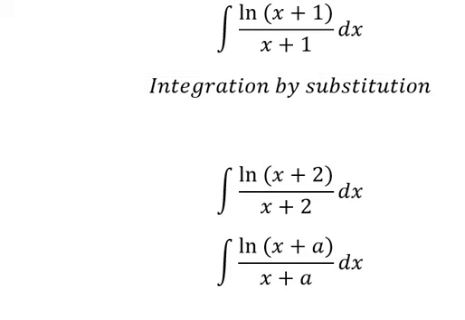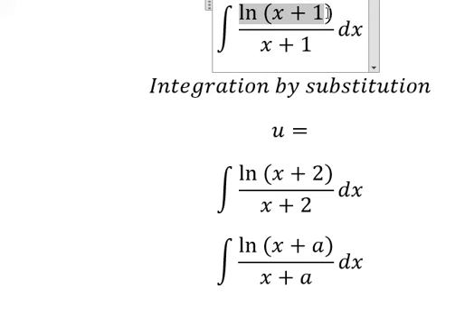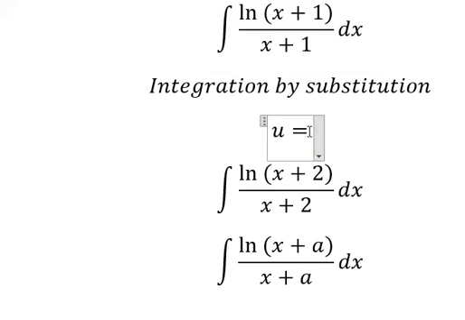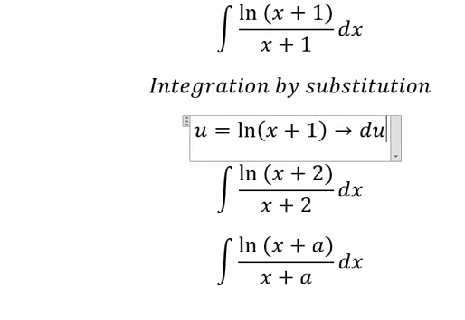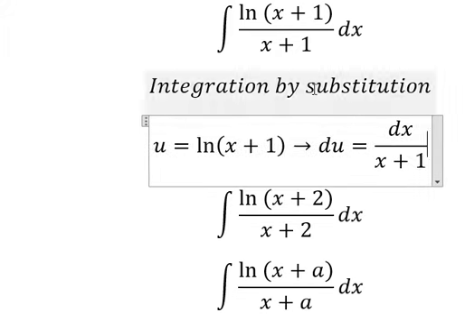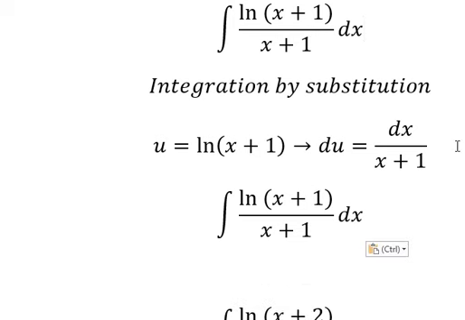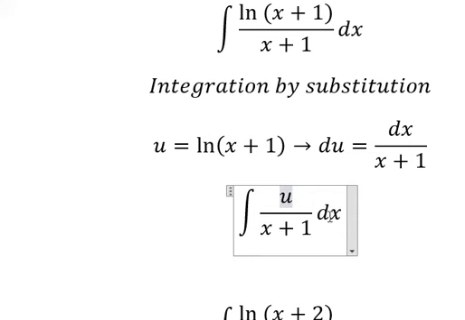So I will put u equals to this one. So if I do first derivative for both sides, you get du equals ds over s plus 1. So we know that this one we will change by u. ds over s plus 1 we change by du.